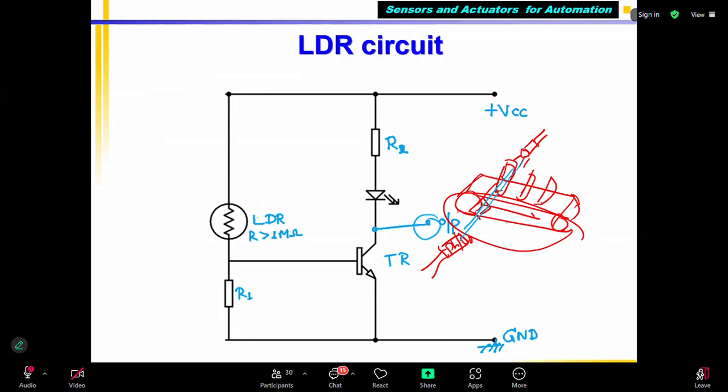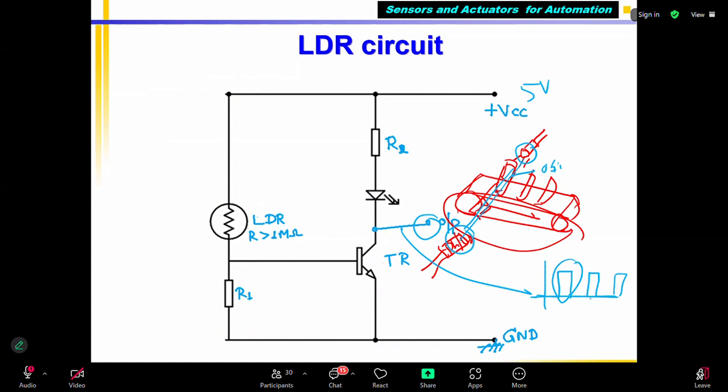If an object comes, what will happen? Light will not hit my sensor, because the object obstructs the light. Then you will get a pulse. The pulse will be like this. For example, if you give 5 volts, I'll get 5-volt pulses like this. Each pulse represents one object moving, so I can use it to count objects.